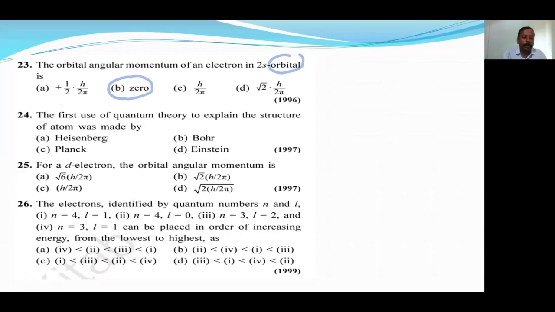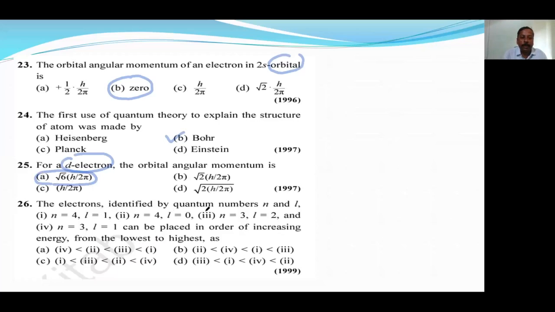Okay. The first use of quantum theory to explain the structure was given by... People think that the scientist's name is not required, but actually it is required. It is done by Bohr. Then 25th: the orbital angular momentum of a d electron. For a d electron, what you have to use is square root of 6 h upon 2 pi. So the 25th answer is A.